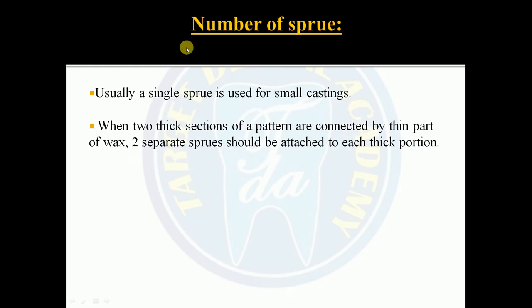Coming on to the number of sprues, usually a single sprue is used for a small casting. When two thick sections of a pattern are connected by a thin part of the wax, two separate sprues should be attached, one to each thick portion.